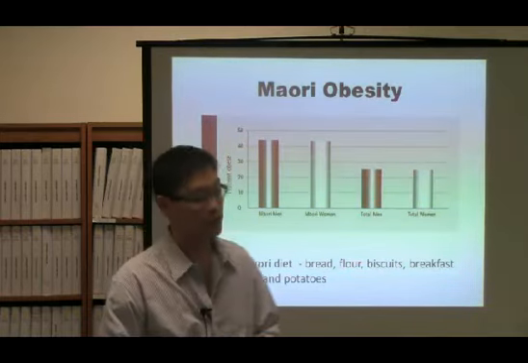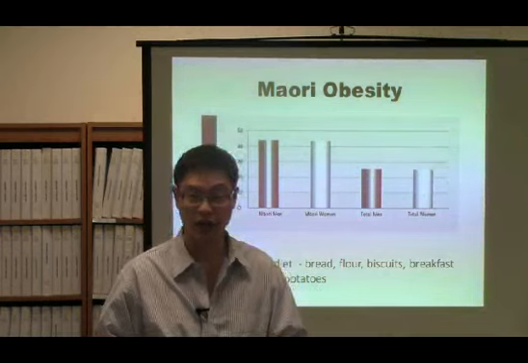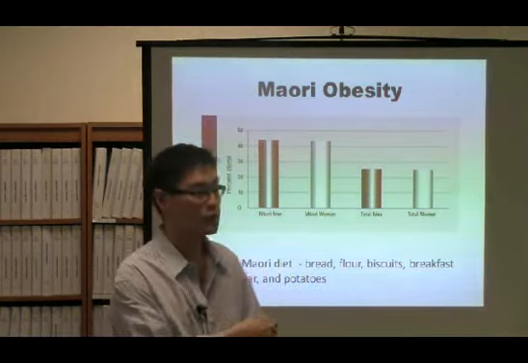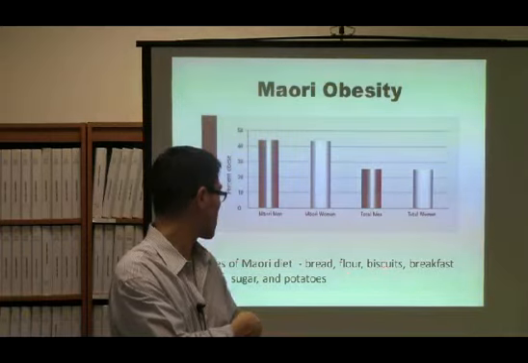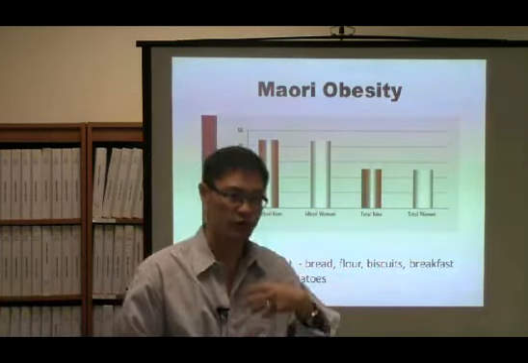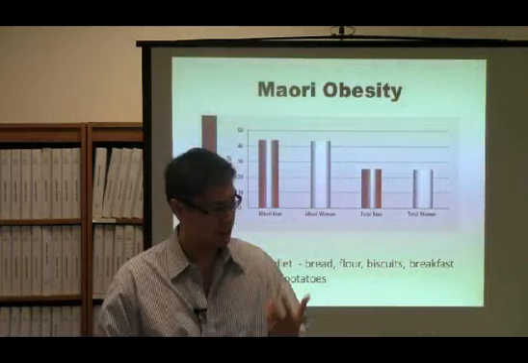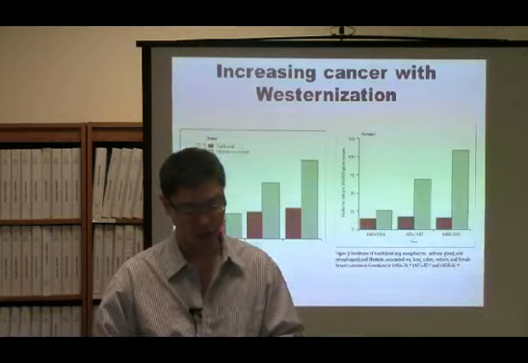And what you can see is that, of course, the staples of their diet changed over to become bread, flour, biscuits, and breakfast cereal. So all these highly processed foods, very highly refined carbohydrates.